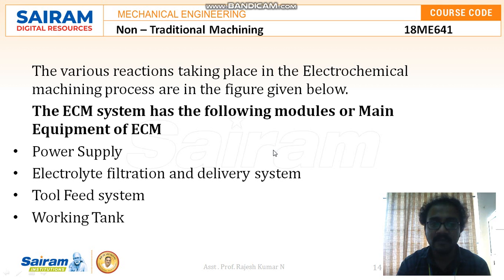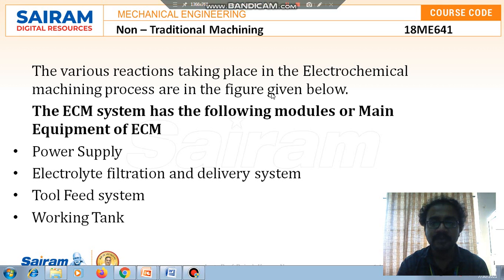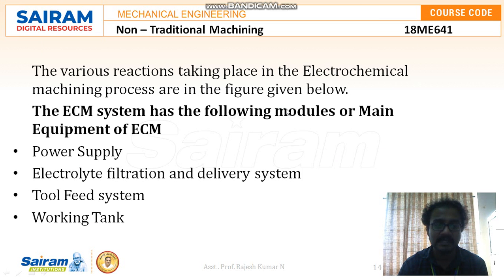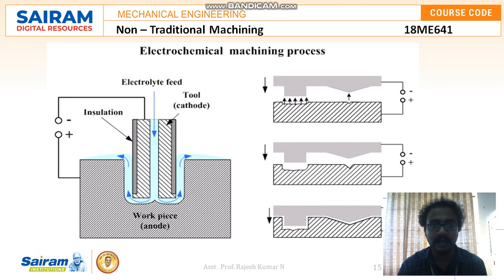Now we will see the various reactions taking place in the electrochemical machining process with a detailed sketch. The electrochemical machining system has the following major components: the power supply, electrolyte filtration and delivery system, tool feed system, and working tank. So this is the major setup. Of course, the remaining things are not shown here because the focus is mainly on the anode and the cathode.